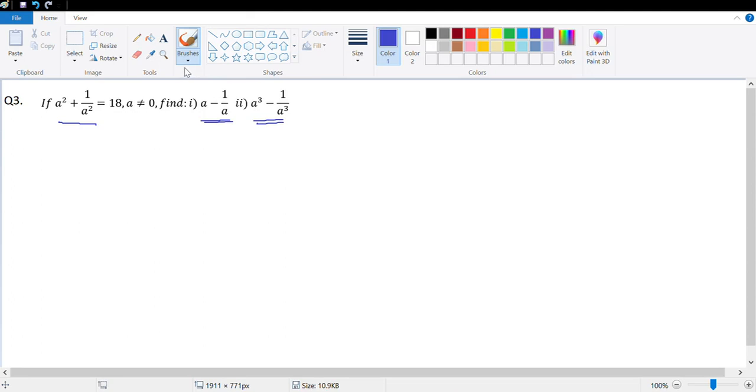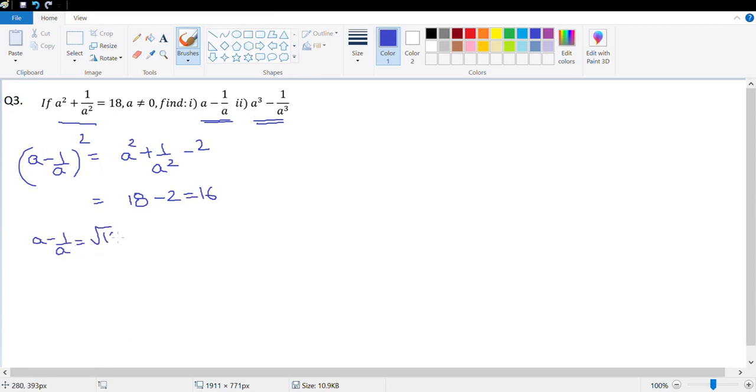So what we know is a minus 1 upon a the whole square is equal to a square plus 1 upon a square minus 2. This is given as 18. This is minus 2, which is 16, which means a minus 1 upon a is equal to root 16, which is equal to plus minus 4. Done. So this part of the question is done. Let's find a cube minus 1 upon a cube.